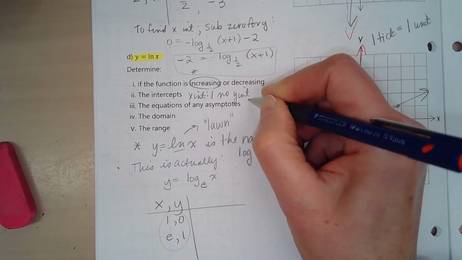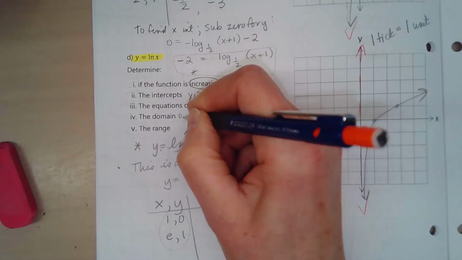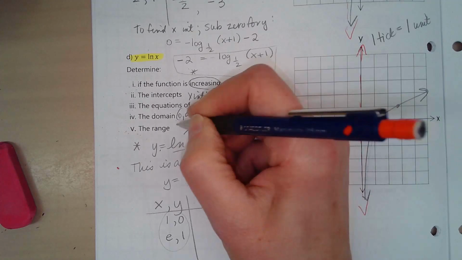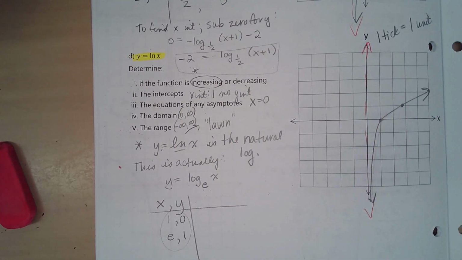No y-intercept. Equation of asymptote, x equals 0. Domain, no change, 0 to infinity, no change from the base graph, and then the range is all real numbers. That's it.